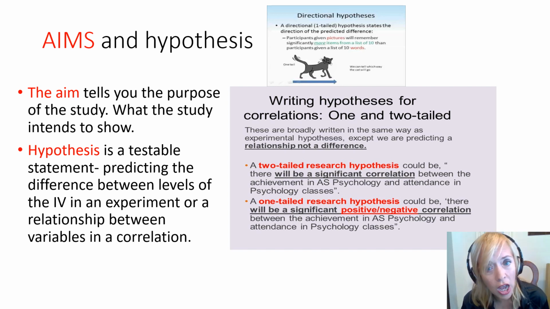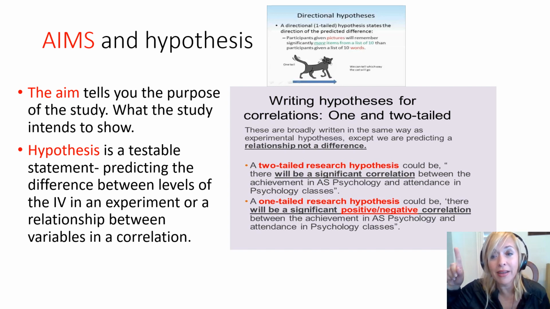It's also your job to know the difference between a two-tailed research hypothesis and a one-tailed research hypothesis. And I want you to read right above my head, this finger right here, what that is: a one and two-tailed hypothesis. And remember, when you're writing, they're broadly written in the same way as the experimental hypothesis, except we're predicting a relationship. We're not predicting necessarily a difference.